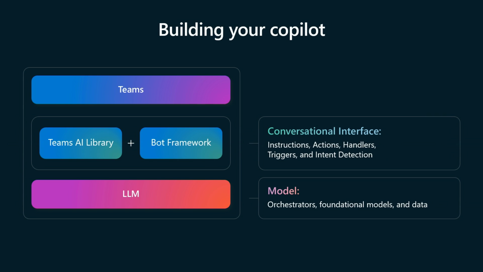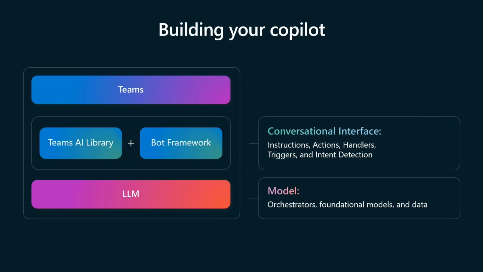To start to build a conversational interface, you'll need to add prompt instructions, actions with your actual business logic that can return charts and cards like you just saw, event handlers, triggers, and intent detection. John was talking to that Copilot in natural language. How did it detect intent and map it to those actions?